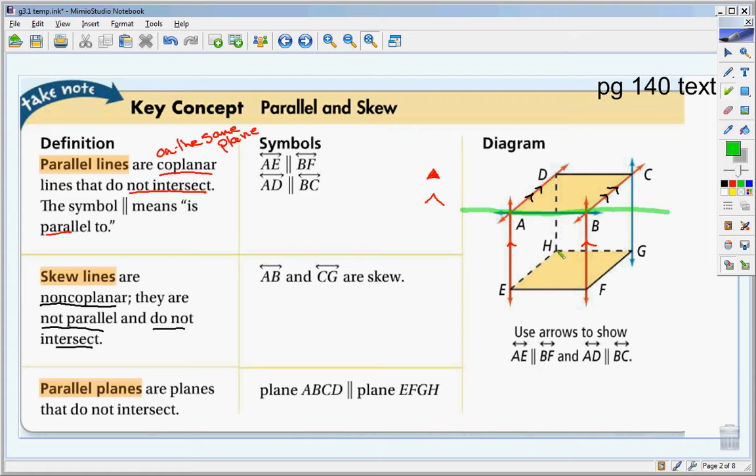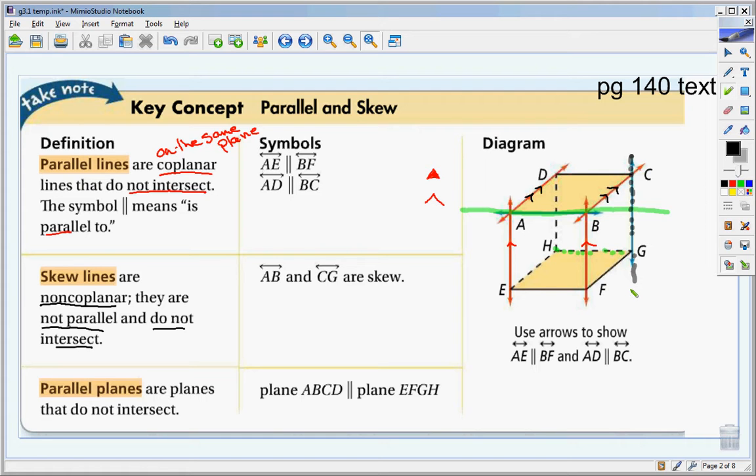And even though HG looks like it's on a different plane, you could literally pass a plane through the diagonal and it would create another plane. You could connect A, H, G, and B together and form a plane. So AB and HG would be parallel. But they said AB and CG are skew. AB is on the front part of this box. CG is on the back side of the box. They're definitely in two different planes, but they're never going to what? They're never going to intersect.